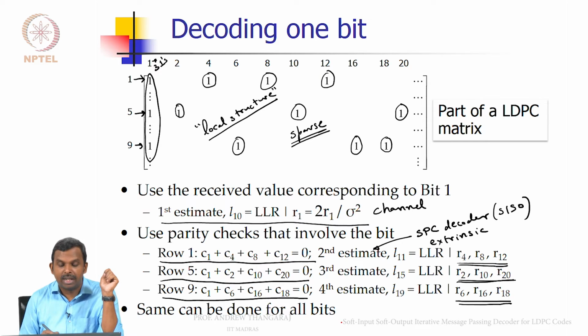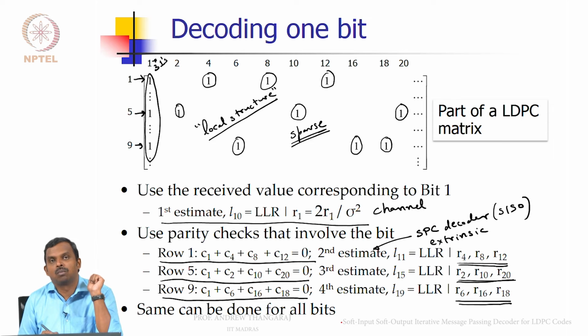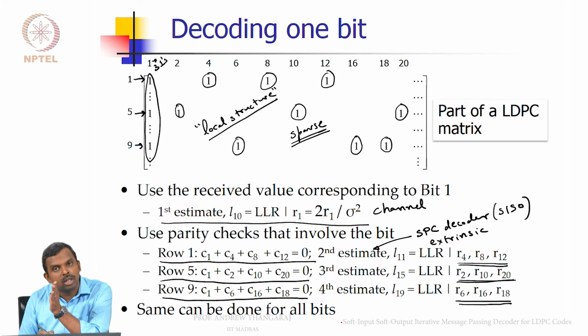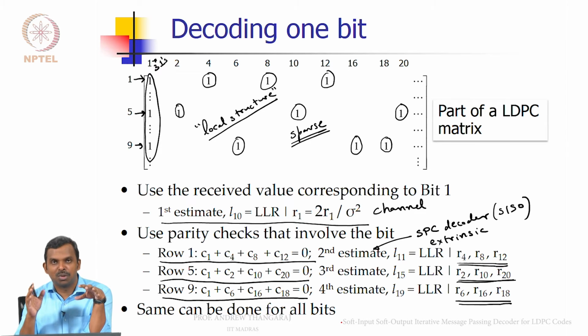So the same thing can be done for every other bit as well. Is that okay? So I showed you for the first bit. Now even if you go to the 200th bit, the 200th bit will have a local structure. It will have certain ones in the columns which are connected to certain ones on the rows. You can go and do the same computation, except that you should know which bits the 200th bit is connected to, which are the rows, where are the ones.